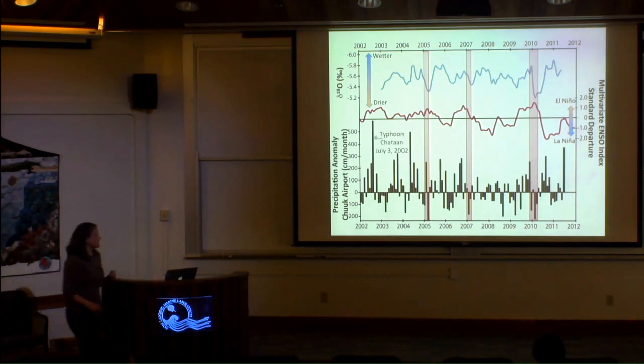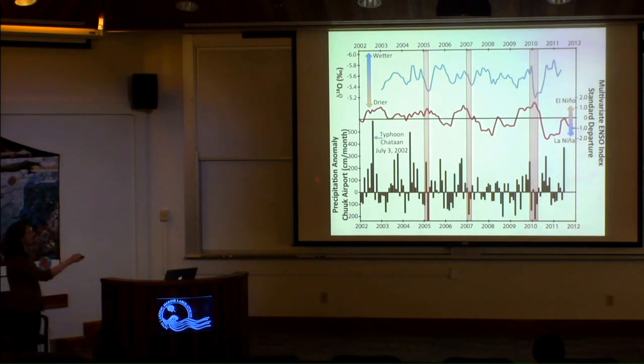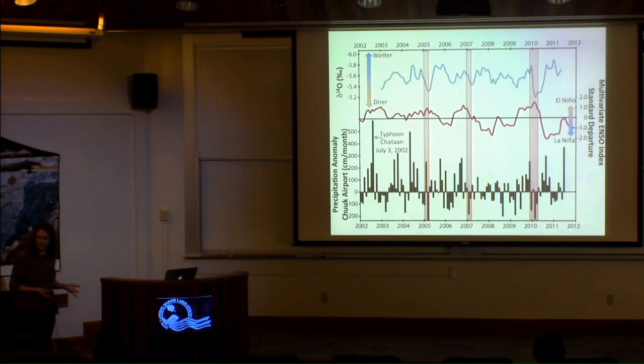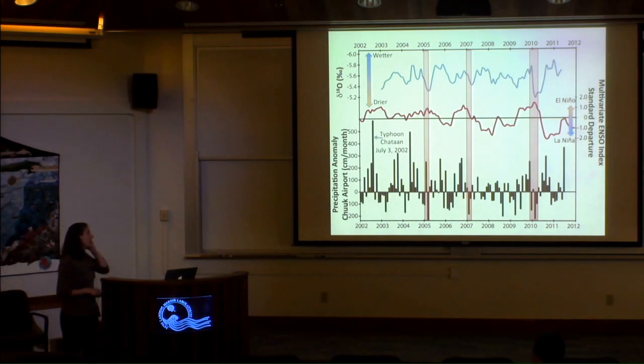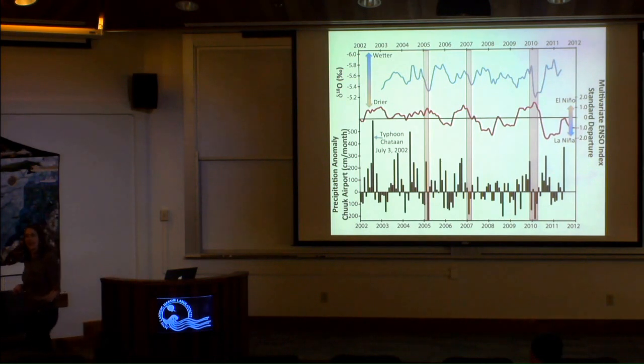What was interesting is when we first looked at this, we saw this huge spike of precipitation here, which was a typhoon that hit the atoll. And we were really curious to see if we would pick up this big signal in the isotopic values. And it turned out we didn't see anything with it.